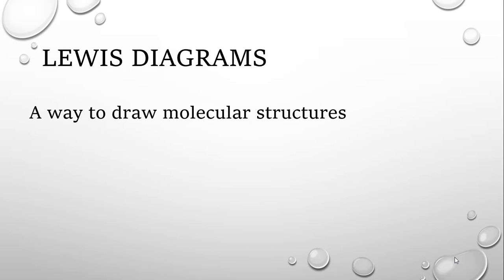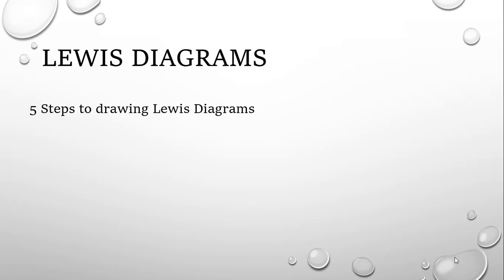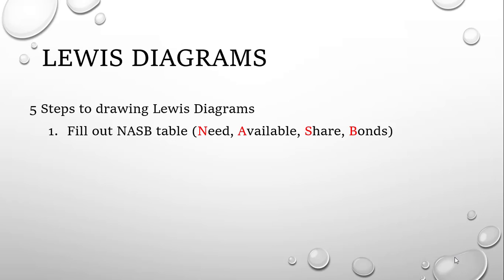Remember that a Lewis diagram is nothing more than a representation of the molecular structure, and there are the 5 rules. The first one being fill out the NASB table. If you've forgotten what NASB stands for, need to reach the noble gas configuration, available or valence electrons. Need minus available is the number of electrons that need to be shared. Take that number, divide by 2, and that's the number of bonds you need.